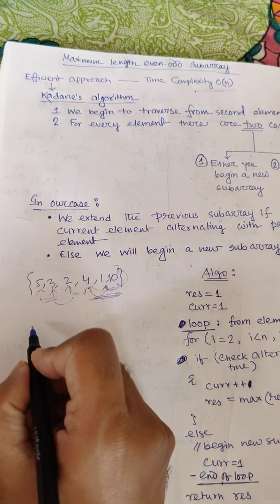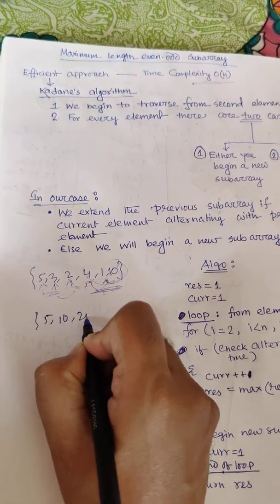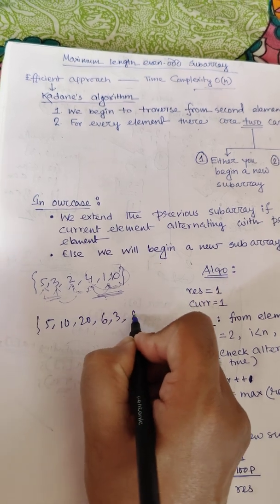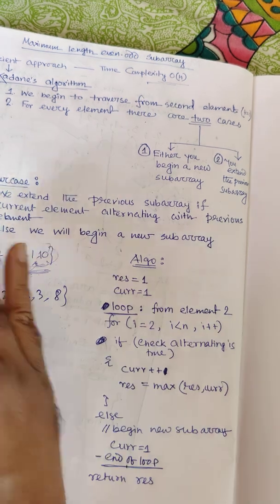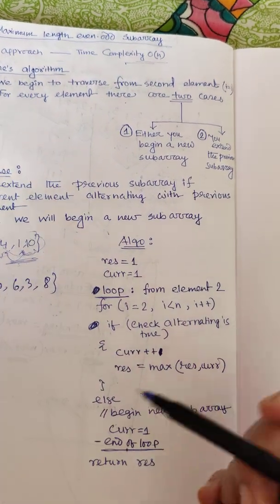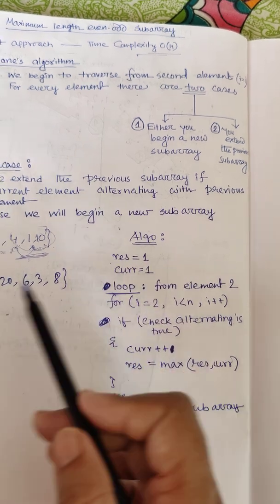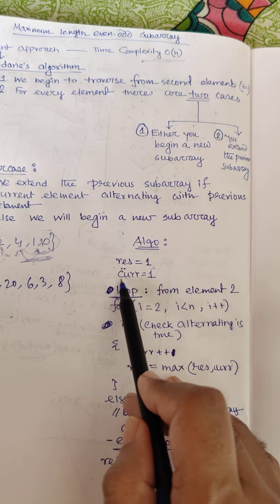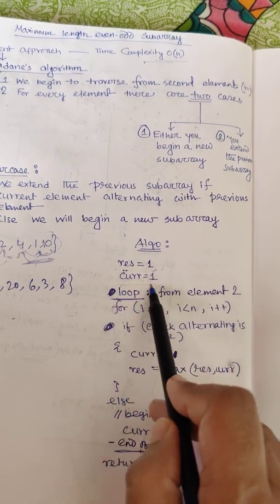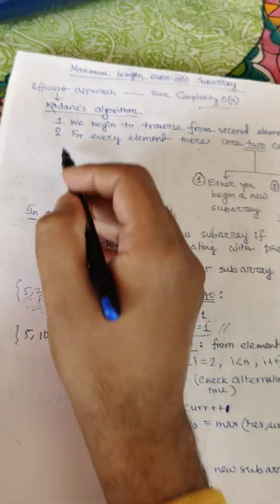For example, say I am taking one new array like 5, 10, 26, 3, 8. Suppose this is our array, we will go with a dry run, but before that we will understand what that algorithm says, and then we will write code. As we have seen earlier, there are two counters or two indexes. One is result, another is current. Current is always responsible for justifying our second point.